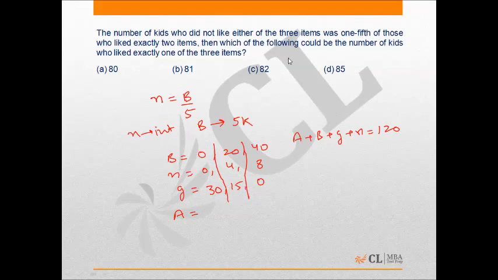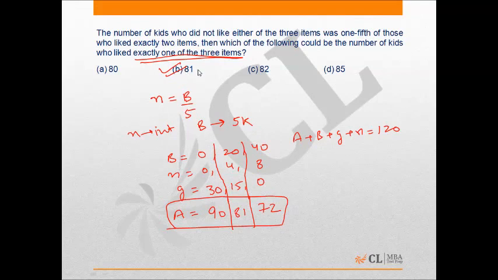right? Because I have to calculate the number of kids who liked exactly one of the three items, which is my a, right? So for this 0, 0, 30 case, the value of a will be 90. For the second case, the value of a will be 81, and for the third case, the value of a will be 72. So for these particular conditions, there are three values of a which could be taken. So among the options, I have only 81 available. So option B is correct for this question.